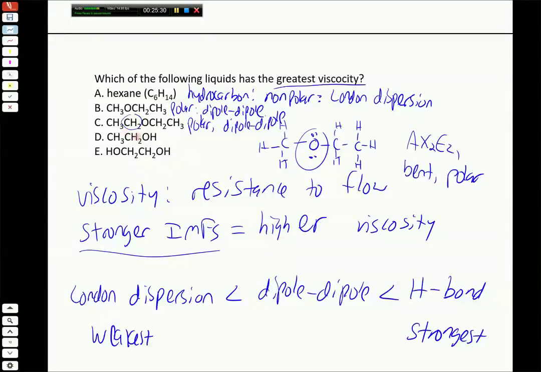But then if we look at D and E, this one has clearly an OH bond. So without even drawing out the whole structure, we know that this is going to have hydrogen bonding. And then if we look at choice E, this has two OH bonds. So it's also going to have hydrogen bonds, but it's going to have twice as many because there are now two OH groups that can all hydrogen bond with each other. So the ones that have the strongest intermolecular forces are D and E. E has more possible hydrogen bonding sites, and so choice E is going to be the one that has the strongest intermolecular forces, meaning we expect that it has the highest viscosity.